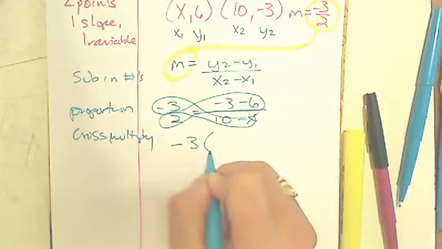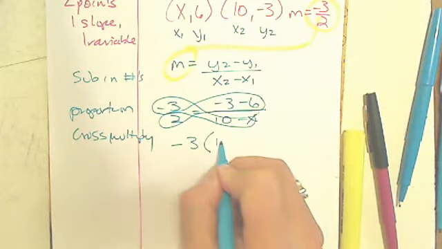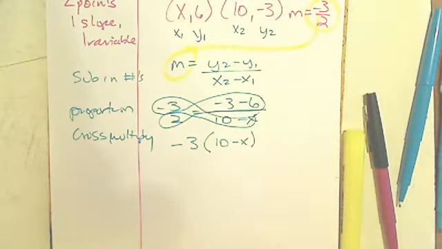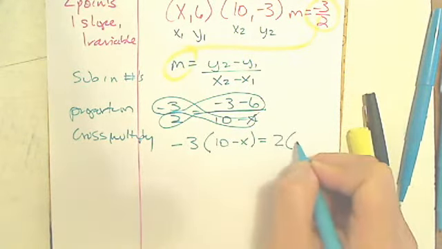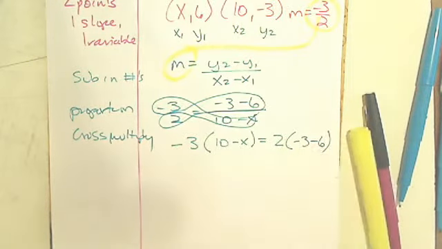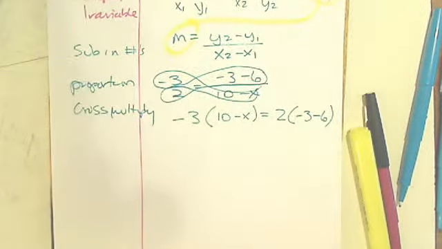Negative 3 parentheses, 10 minus x, close parentheses, equal sign, 2 parentheses, negative 3 minus 6. Okay, that might be a little confusing there.